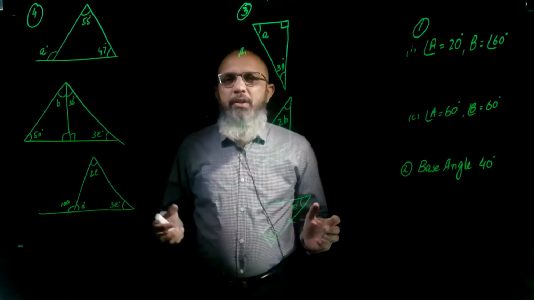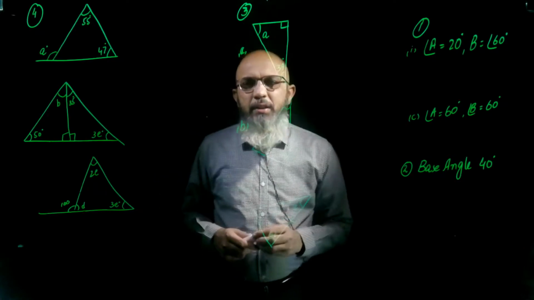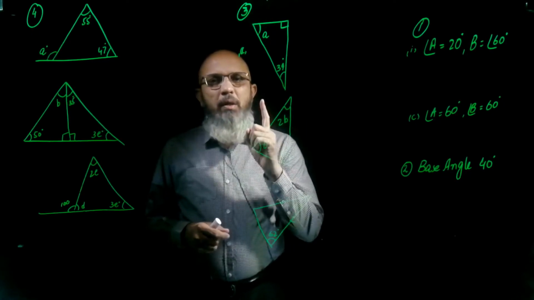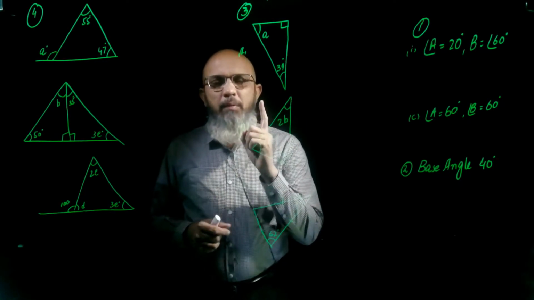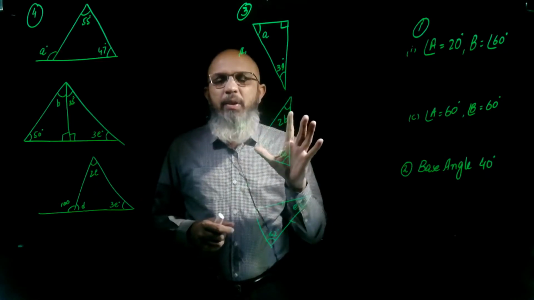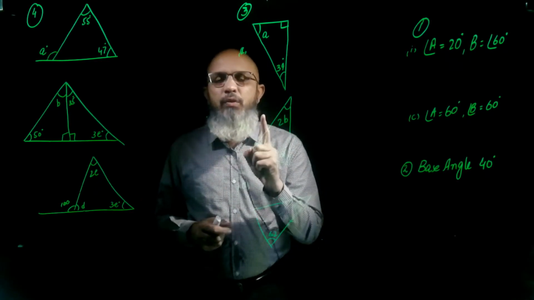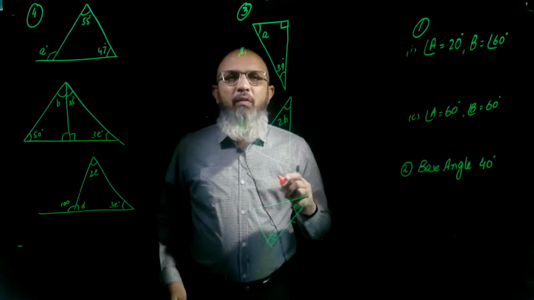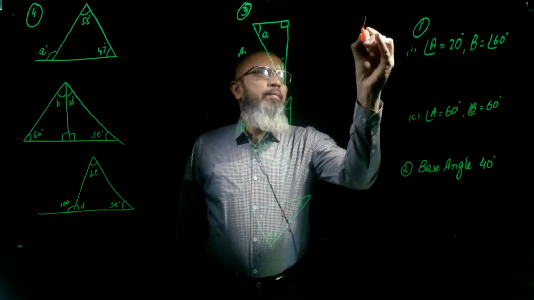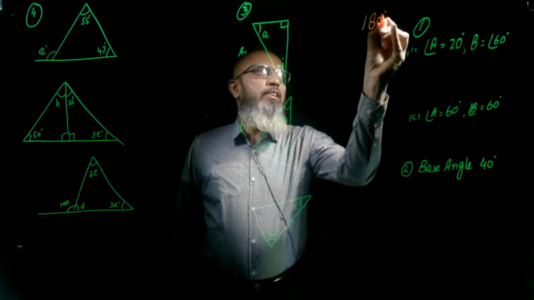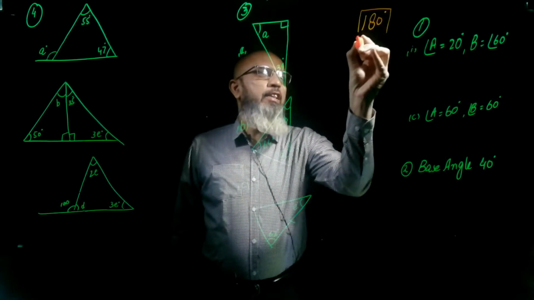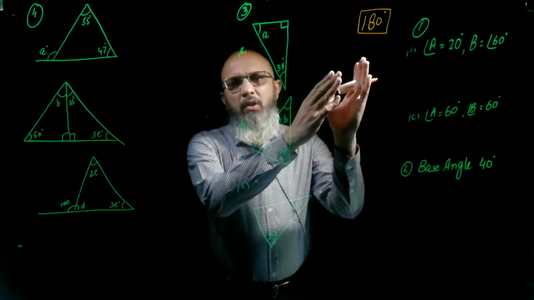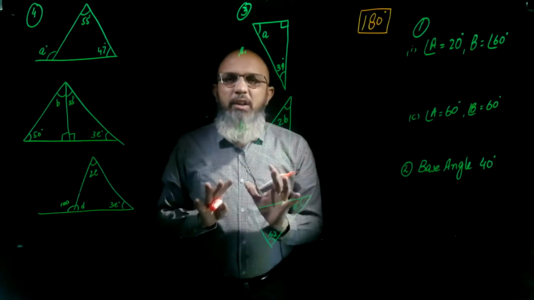So students, I write some questions from your exercise 11a. So let's start solving these questions. Before starting, the most important thing you have to keep in mind for solving these questions is that the sum of interior angles of a triangle is always equal to 180. Keep this in your mind always. By keeping in view this value of 180 degrees, we will solve all these questions.